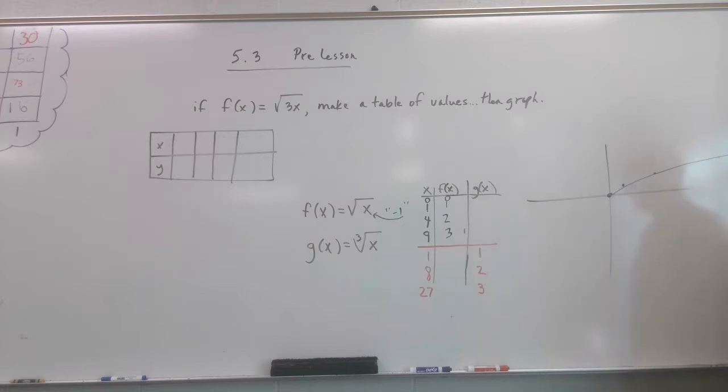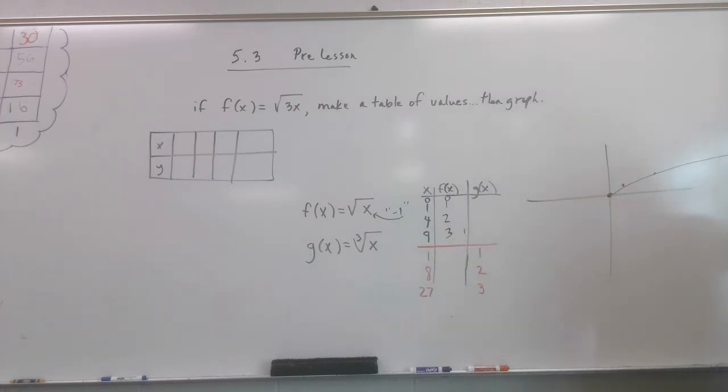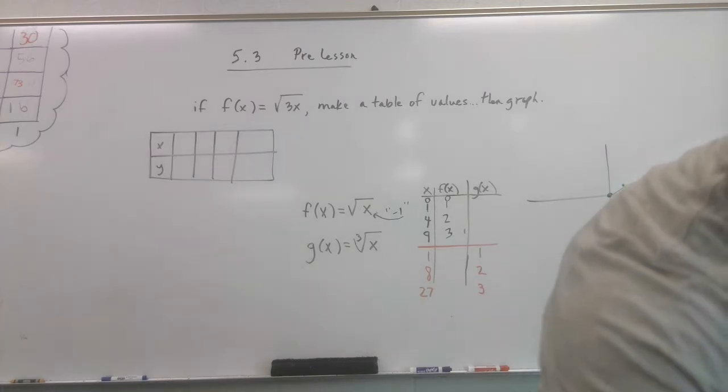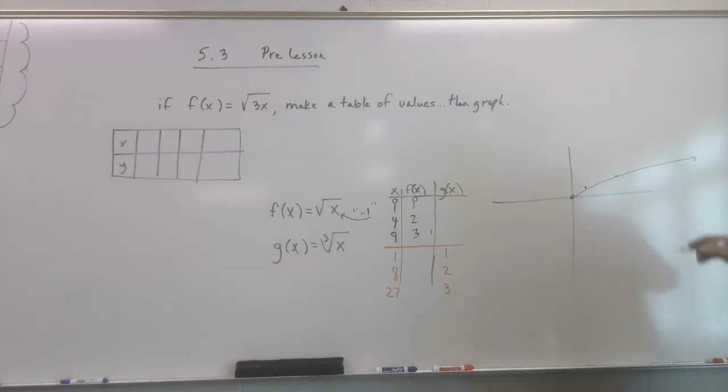It doesn't go up very fast, because if I put in 16, it'd be 4. So I'd go way out here, and I'd be up only 4. So you get the idea that this isn't, let me move this just a little bit. There we go. And so there's y equals the square root of x.